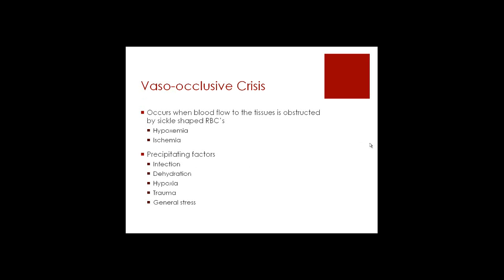But for a vaso-occlusive crisis, this occurs when the blood flow to the tissues is obstructed by the sickle-shaped RBCs, when you get the hypoxia and the ischemia. So it's very important for you to understand and be aware and educate your families with sickle cell about what the precipitating factors are. And the precipitating factors are infection, dehydration, hypoxia, trauma, and stress.